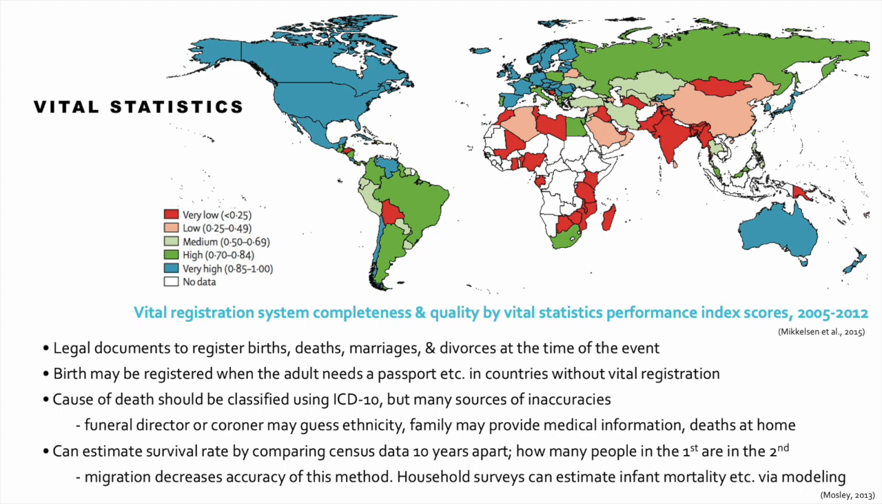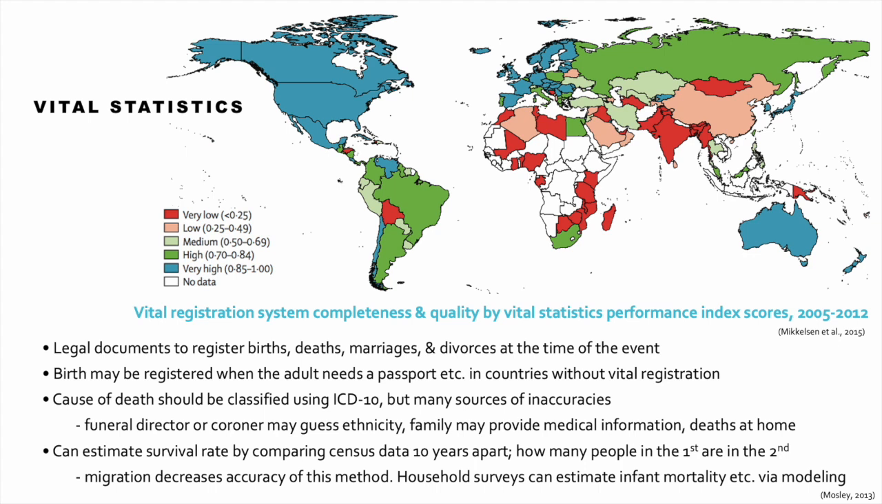On this slide, I give the example of a coroner may guess someone's ethnicity if they don't have anyone to ask. That would be an example of how inaccurate information could get introduced on the death certificate, because if a coroner is just looking at someone saying, I don't know, they don't look Hispanic, you're going to get some inaccuracies there.